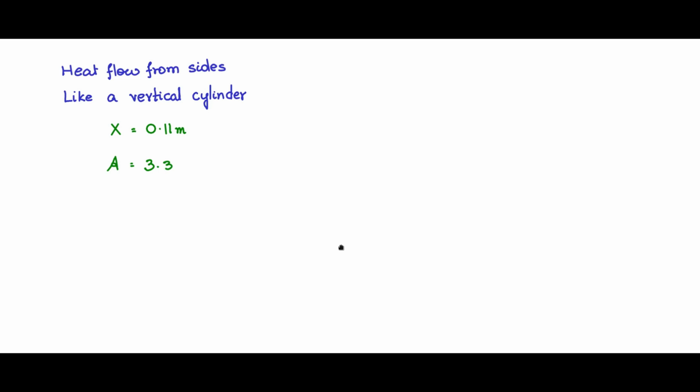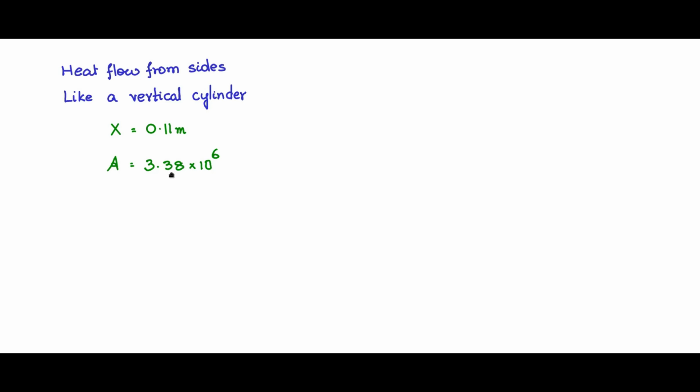The Rayleigh number is given by 3.38 into 10 to the power of 6. Here it is the same. It is the same relationship that we use for the top. The only difference is in X. It was the diameter before, it was 0.22. And here it is the height, which is 0.11.